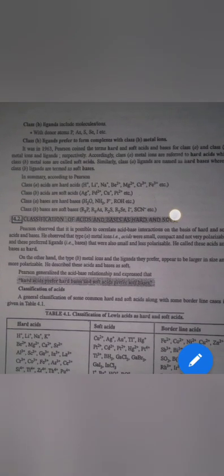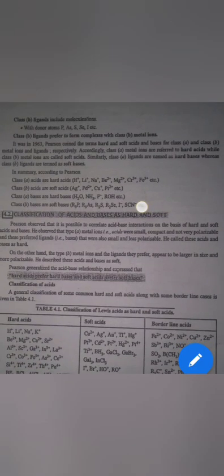It was in 1963 that Pearson coined the terms hard and soft acids and bases for class A and class B metal ions and ligands respectively. Accordingly, class A metal ions are referred to as hard acids, while class B metal ions are called soft acids. Similarly, class A ligands are named hard bases, whereas class B ligands are termed soft bases. In summary, according to Pearson, class A acids are hard acids, class B acids are soft acids, class A bases are hard bases, and class B bases are soft bases.